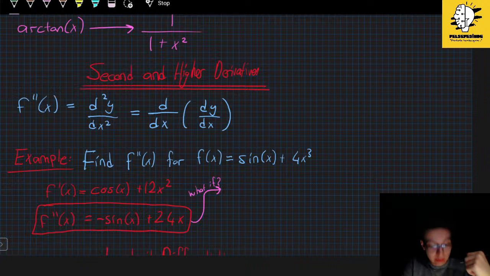So for the second derivative, we derive it once again. Cosine x, cosine x. Derivative of cosine x gave us negative sine x. Negative sine x plus 12x squared is derived like 24x.